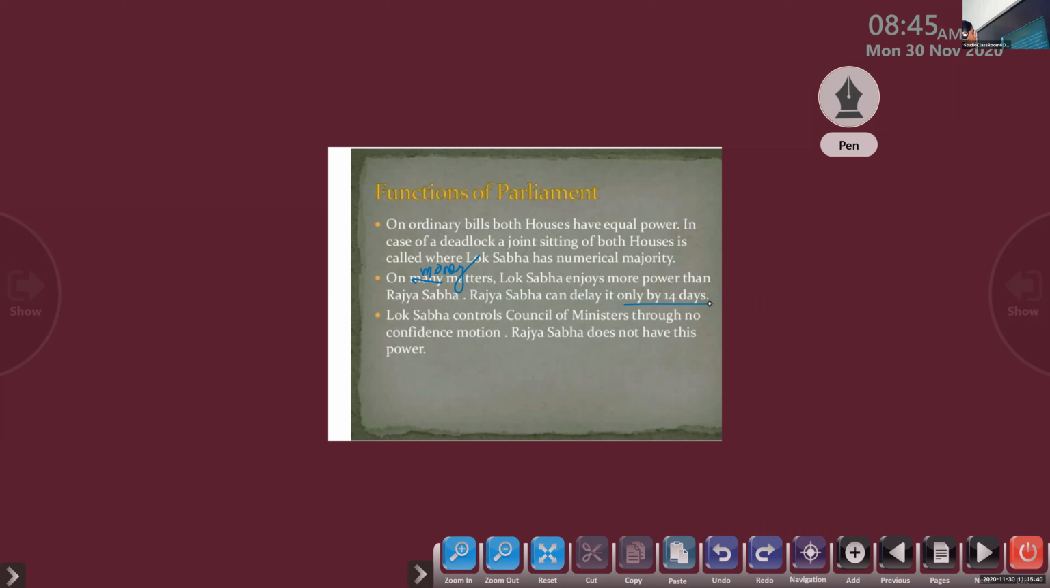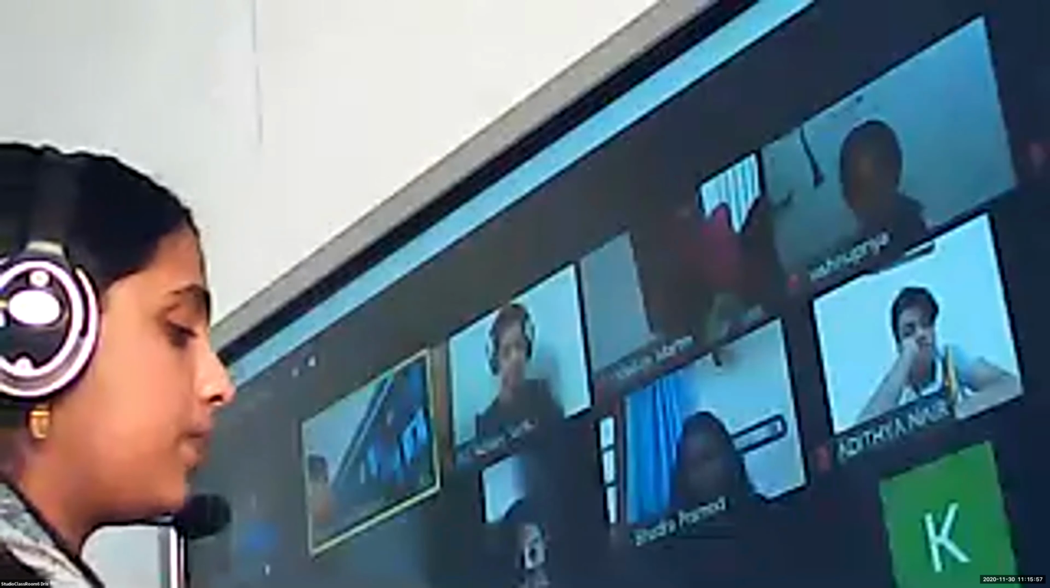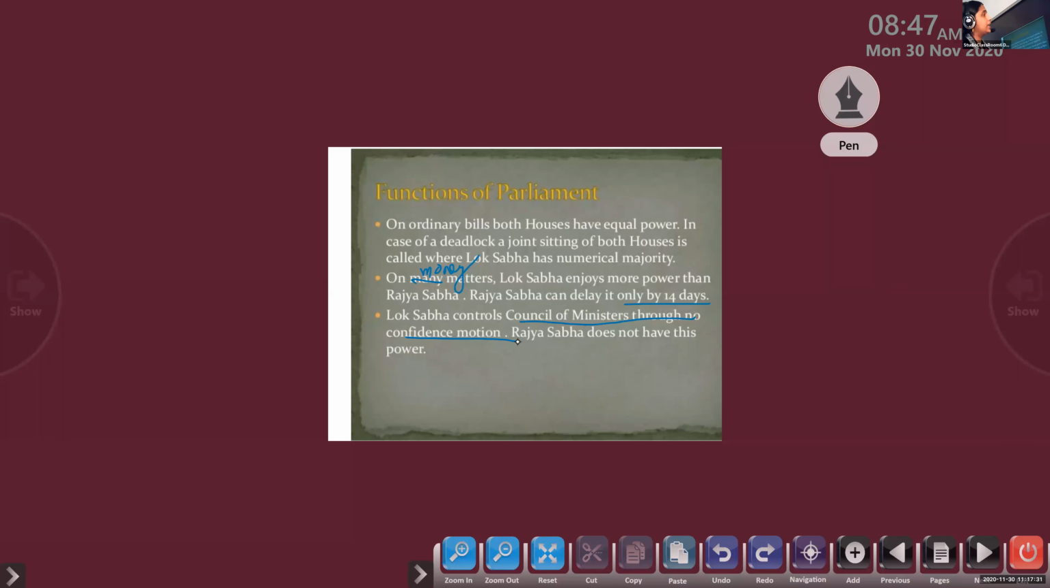And Lok Sabha controls the Council of Ministers through a non-confidence motion. Have you heard about non-confidence? Lok Sabha can be dissolved, but Rajya Sabha is a permanent body. We cannot bring any type of non-confidence motion against Rajya Sabha. But Lok Sabha controls the ministers through the non-confidence motion, and Rajya Sabha does not have this power.